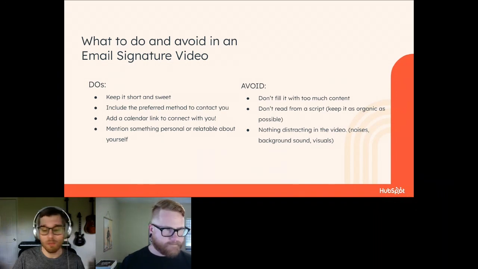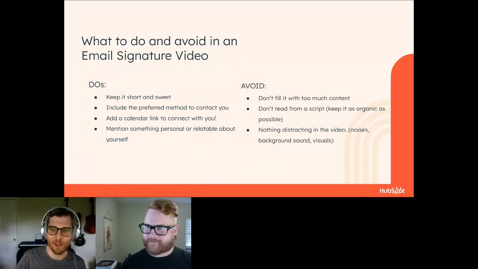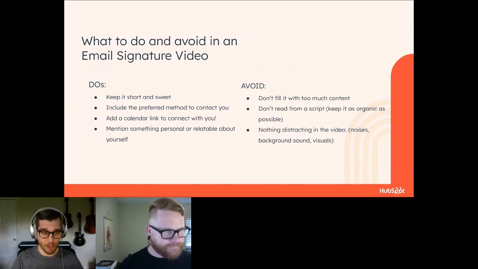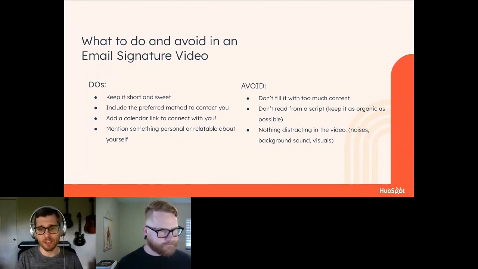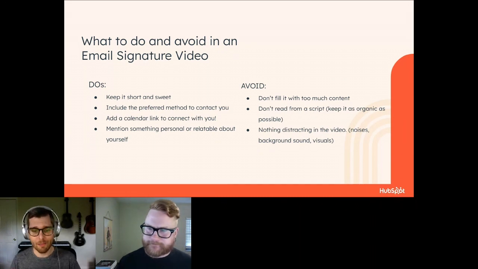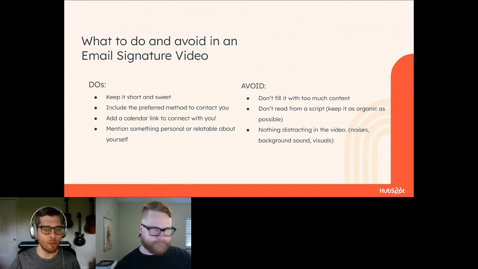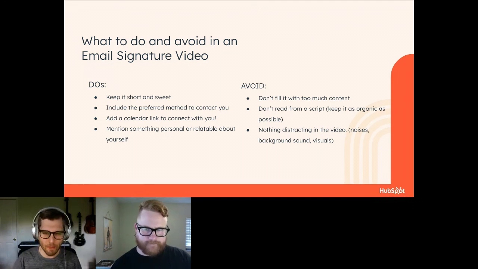Oh, nope. Sorry about that. I'm getting ahead of myself. We're going to talk about what you should be doing and what you should be avoiding for email signature videos, right? First and foremost, keep it short and sweet. You know, about 30 seconds is a really good point to aim for. You don't want to go above 60 because then people are going, hey, this should just be telling me who this person is and what their role is. But I'm not going to digest a 2.5 minute email signature video. 30 seconds is kind of that sweet spot.